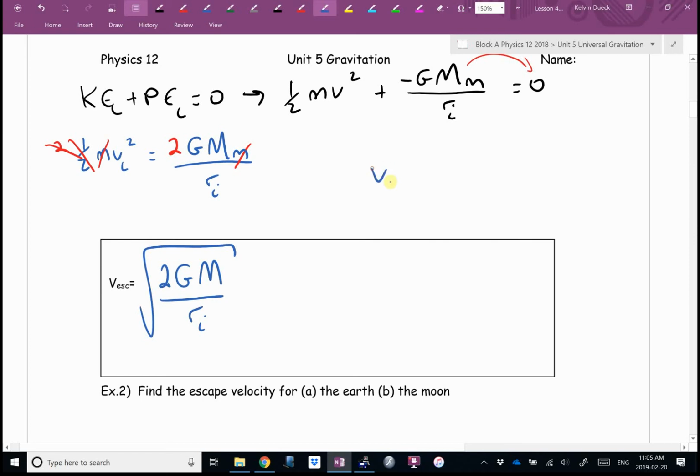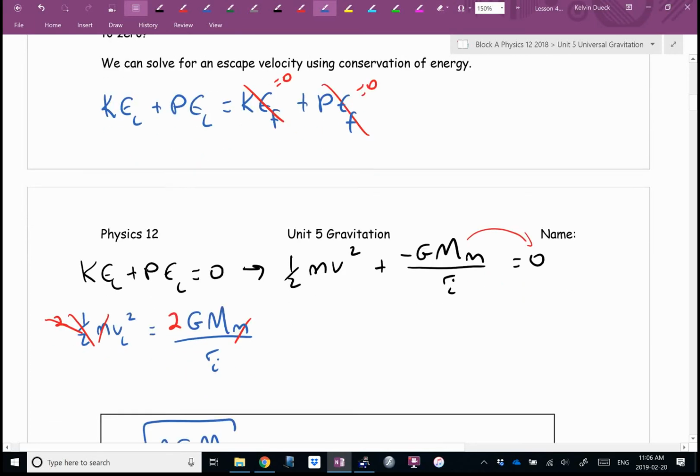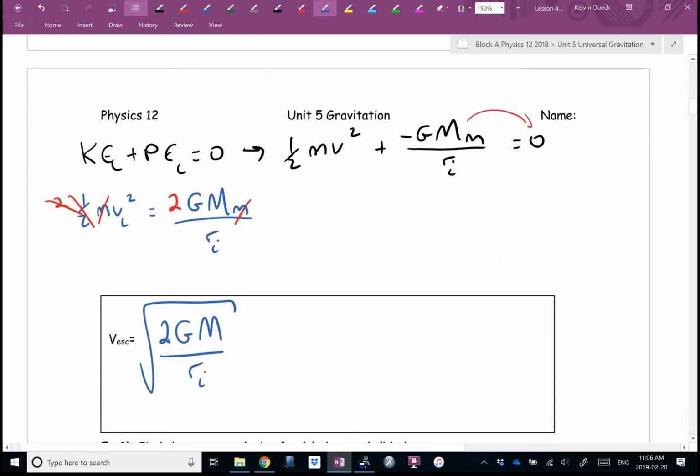By the way, compare that to V orbit, which was just the square root of big G, big M over R. It looks like escape velocity is root 2 times as big. I don't believe I put this on your formula sheet, did I? And I don't think I needed to because we derived it from conservation of energy. I will be asking you an escape velocity question on your test. Okay?